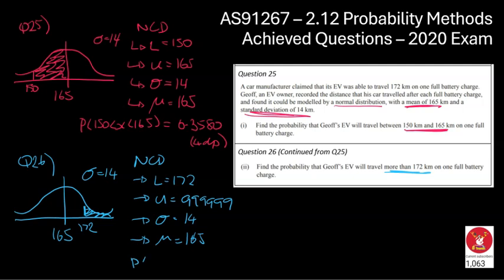So that means the probability that X, being the amount Jeff travels on one of the batteries, is greater than 172. We're going to plug all of those into the NCD mode, and hopefully you're also getting 0.3085. And that had a 4 decimal place rounding to it.